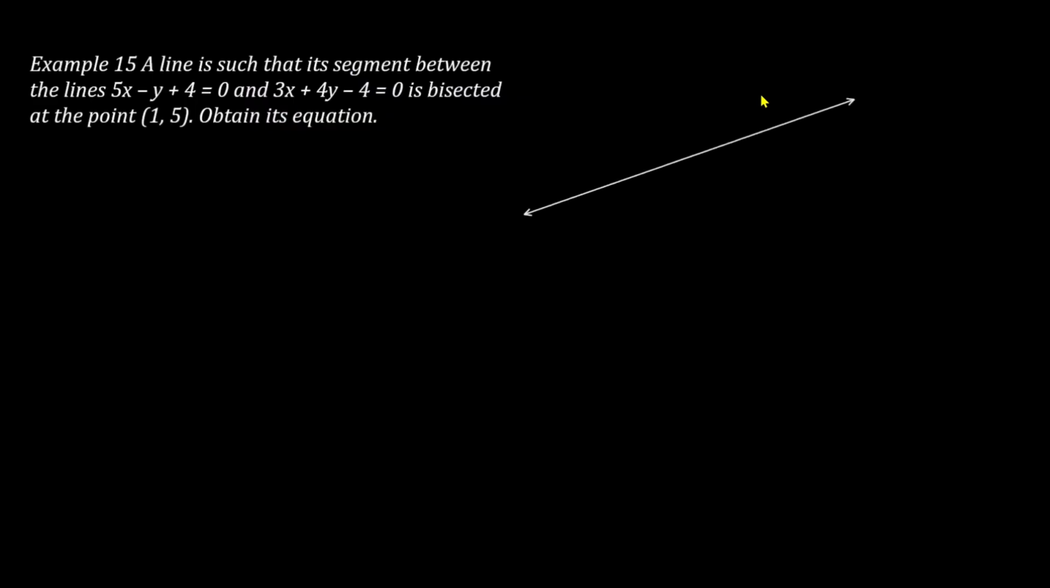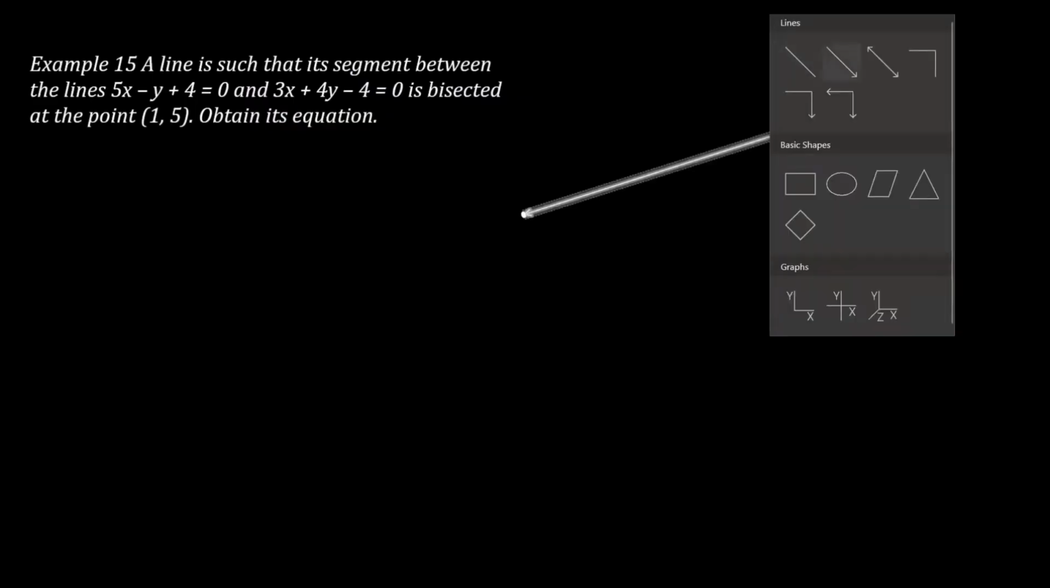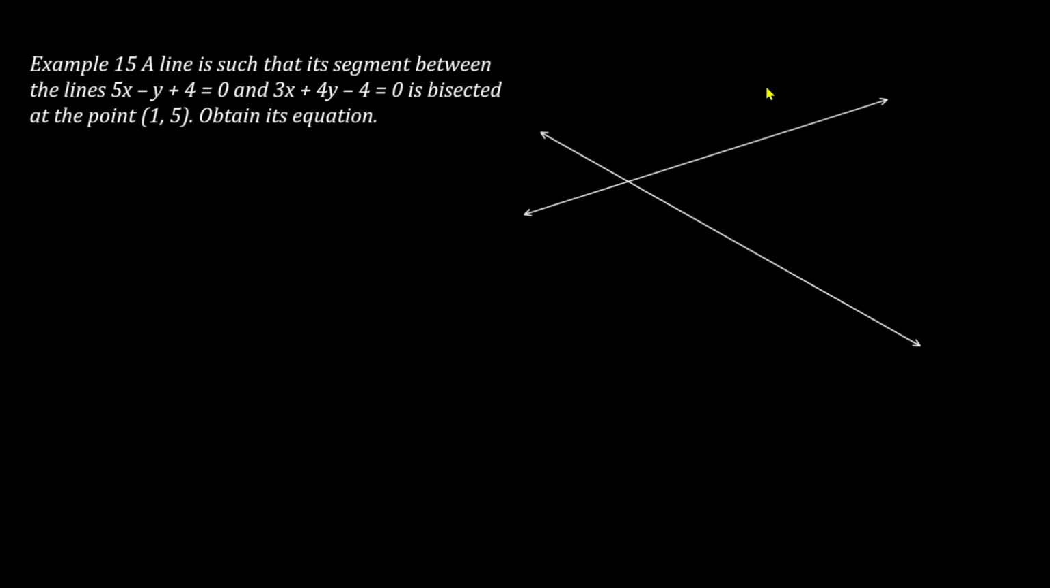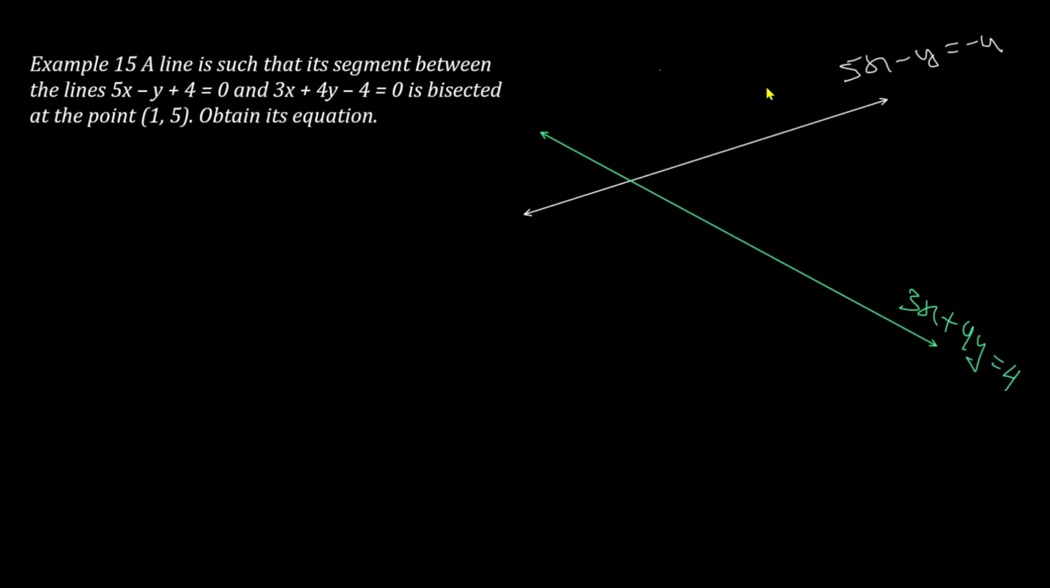Let's say I make one line. Two intersecting lines is what I'm going to make. So this is the first, and let's say this be the other line here. And I write down the equations of these two lines. The first line I take as the white one. This is 5x minus y plus 4 equals 0, which I can write as 5x minus y equals minus 4. And the other one is this. The equation of this line is mentioned as 3x plus 4y is equal to 4.